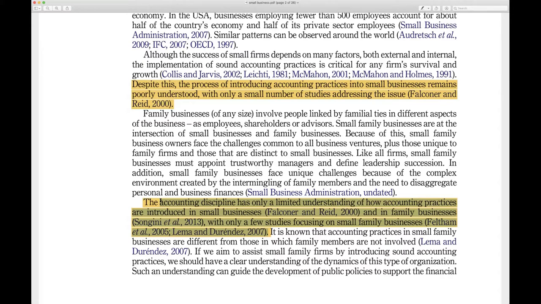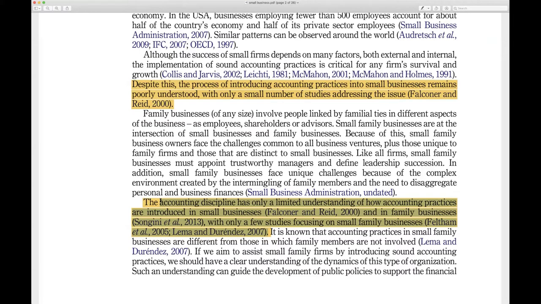Despite this, the process of introducing accounting practice to small business remains poorly understood, with only a small number of studies addressing the issue. That's the small business literature. All the discussions there were about small business. Then you come to the accounting. The accounting discipline has only a limited understanding of how accounting practices are introduced to small business, one gap. And in family businesses, another gap. With only a few studies focusing on small family business, a third gap.